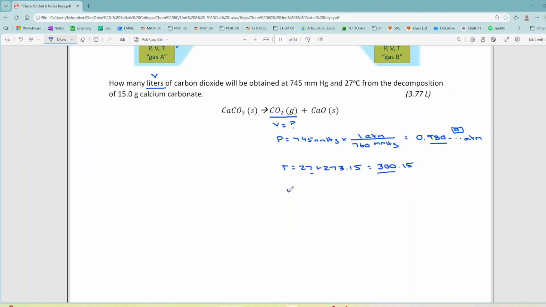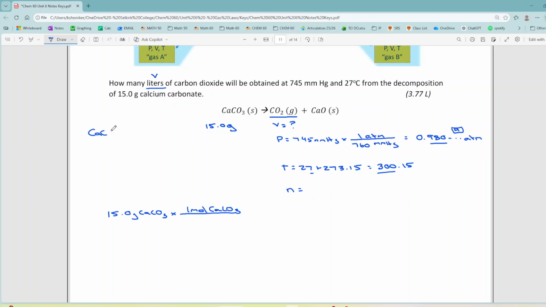So we need to know moles. We need to have 3 pieces of information to find the 4th. Well, the other information they gave me is that we're starting with 15 grams of calcium carbonate. So from grams of calcium carbonate, we're going to go to moles, and then we're going to use a mole-to-mole ratio to find out how many moles of carbon dioxide are produced. So let's start with the 15 grams of calcium carbonate. We know that 1 mole of calcium carbonate weighs how much?